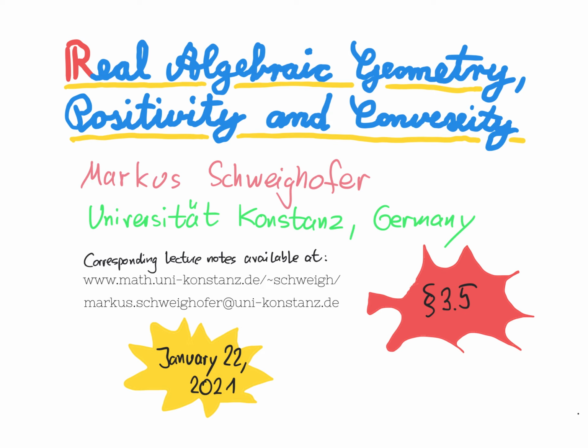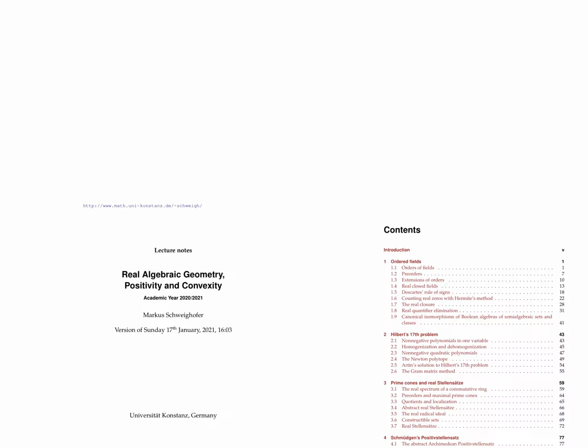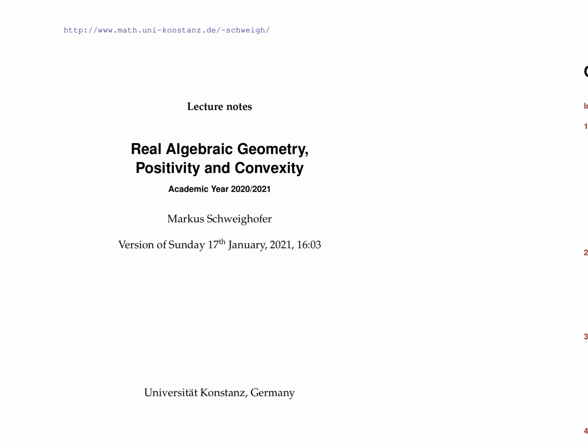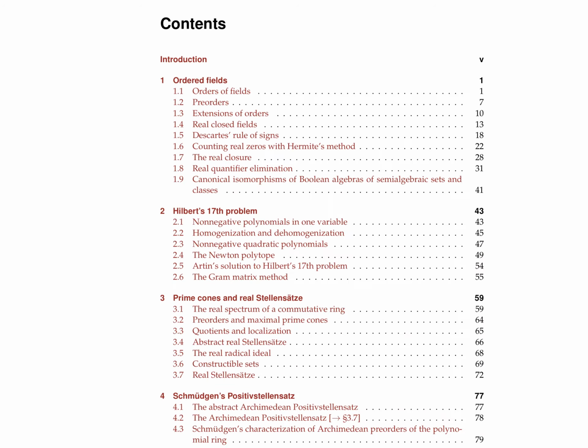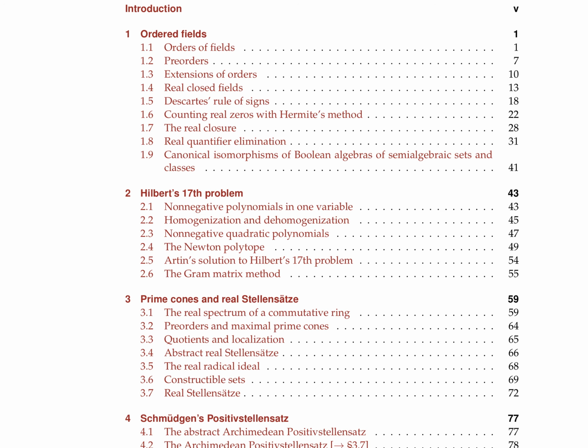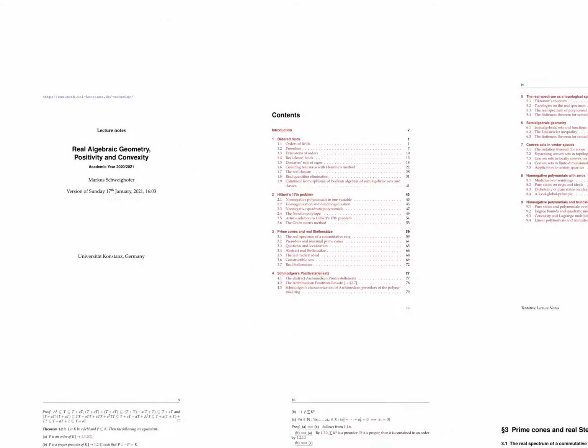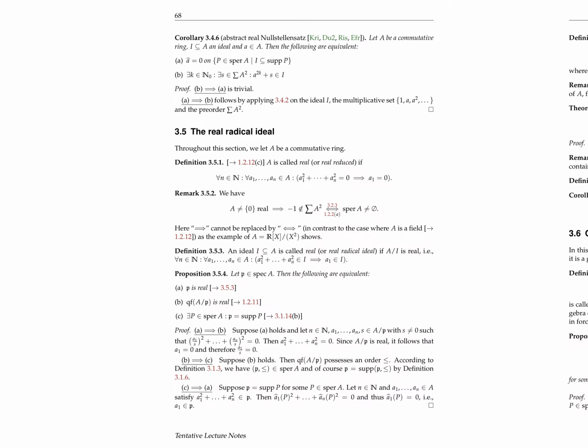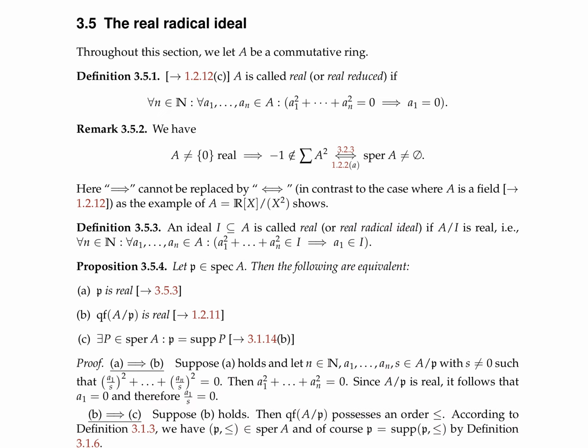Welcome to this lecture. So in our lecture notes we will today speak about section 3.5 about the real radical. So what is the real radical? Let A be a commutative ring always, and we will first speak about what is a real ring.